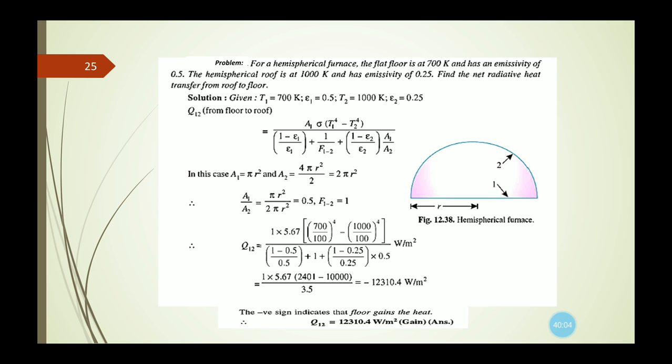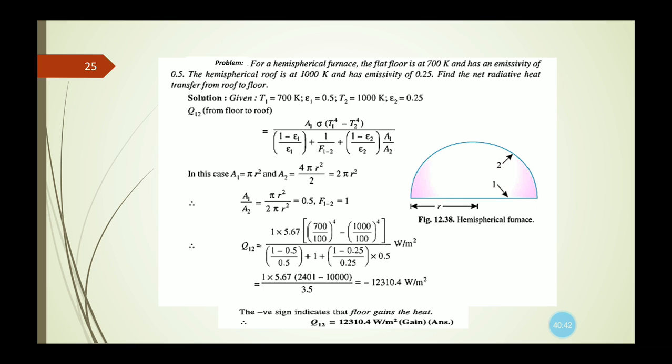If we put these values and the other values given in the question, then after some steps we get the value of the net radiant heat exchange. This is equal to minus 12,310.4 watt per meter square. Here we are getting Q12, the heat exchange from the floor to the roof, as negative. So this negative sign indicates that the floor is gaining the heat.